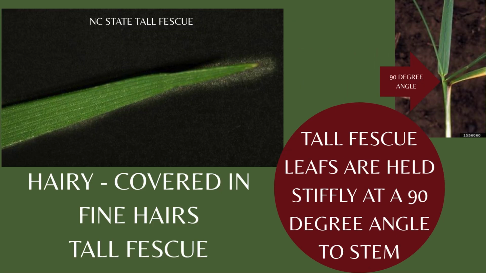So when we're looking at hairy leaves, and like in this picture, this is a tall fescue, you can have hair actually on one side of the leaf or on both sides of the leaf. Tall fescue is covered in little hairs, and its identifying factor is that the leaves are held very stiffly at 90-degree angles from the stem.